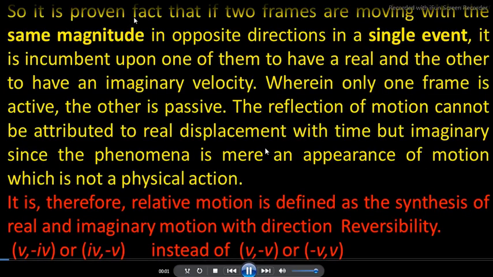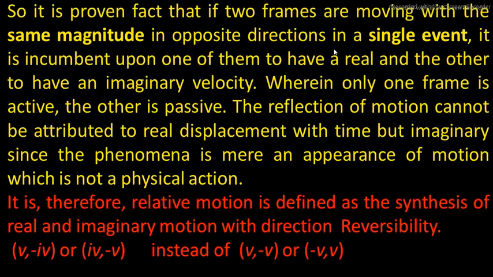So it is proven fact that if two frames are moving with the same magnitude in opposite directions in a single event, it is incumbent upon one of them to have a real and the other to have an imaginary velocity. Wherein only one frame is active, the other is passive. The reflection of motion cannot be attributed to real displacement with time but imaginary, since the phenomenon is a mere appearance of motion which is not a physical action. It is, therefore, relative motion is defined as the synthesis of real and imaginary motion with direction reversibility: v minus iota v, or iota v minus v, instead of v minus v, or minus v.